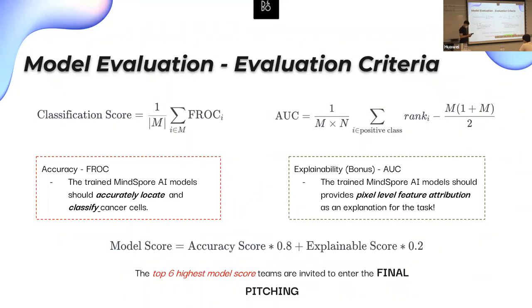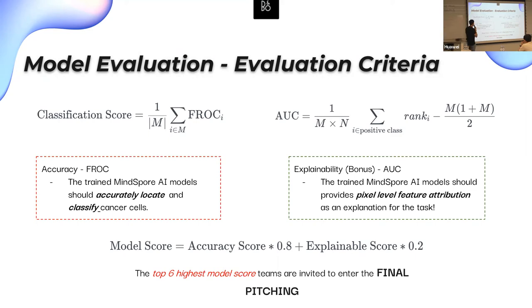Okay. So as you may know, our competition is separated in two parts. The first part is the accuracy score, and the second is the explainable score. This competition is quite special because there's a component for explainability. If your model does well on accuracy but doesn't explain well, then probably no one will know how your model works.